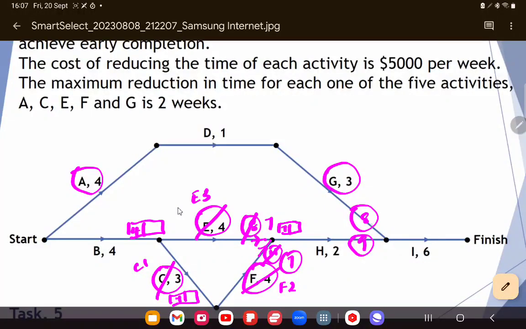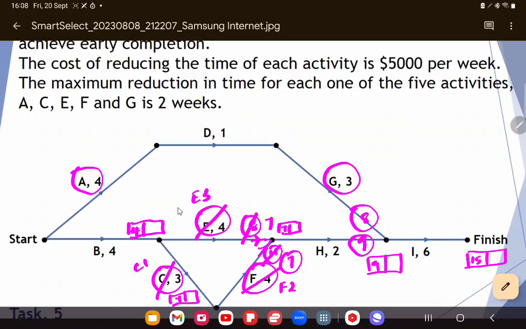Now, is it any use crashing activities A and G at all? Not really, because regardless of how much we crash A and G, we will still choose 9 as the earliest starting time for activity I. And that brings us down to the minimum completion time of 15.